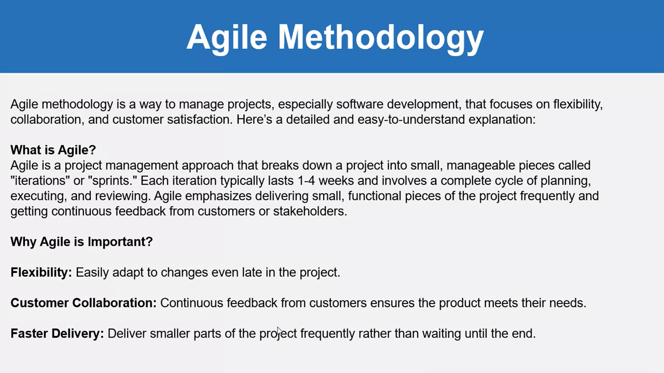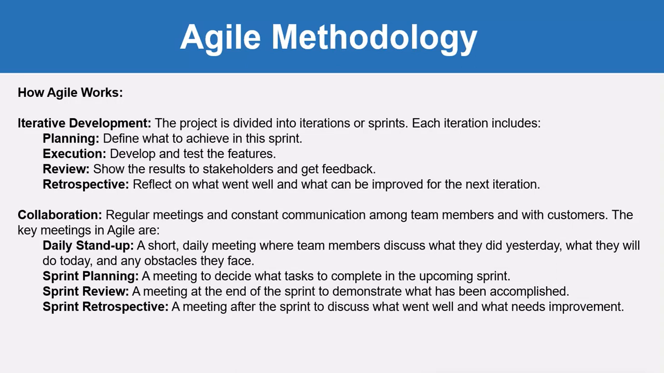Next is customer collaboration. That means continuous feedback from customers ensures the product meets their needs. Then fast delivery. That means because we are delivering smaller parts of the project frequently, the delivery of the work to the customer is faster. Then next is how Agile works. Basically, first one is iterative development.